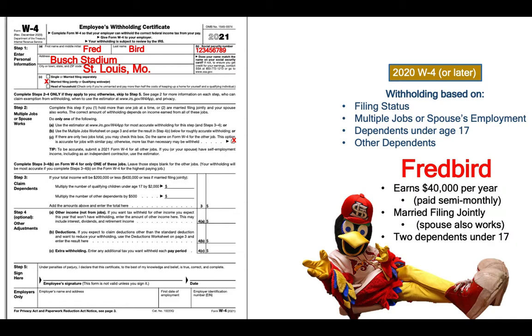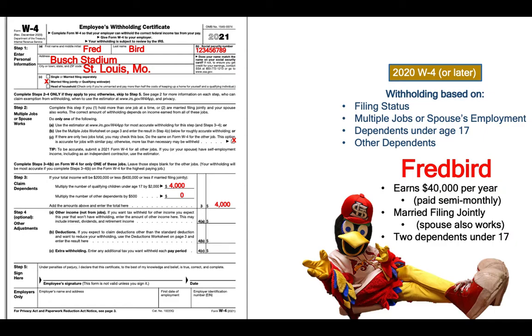Step 3, claim dependents. So if your total income will be $200,000 or less, $400,000 or less if married filing jointly, which it is here for Fred Bird and his spouse, then we're going to multiply the number of qualifying children under the age of 17 by 2,000. We see here in the information for Fred Bird, he has 2 dependents under 17, so our number would be 4,000. We're going to multiply the number of other dependents by 500, but there are no other dependents in this scenario. So we add those 2 amounts, and we get 4,000 as our number for step 3.